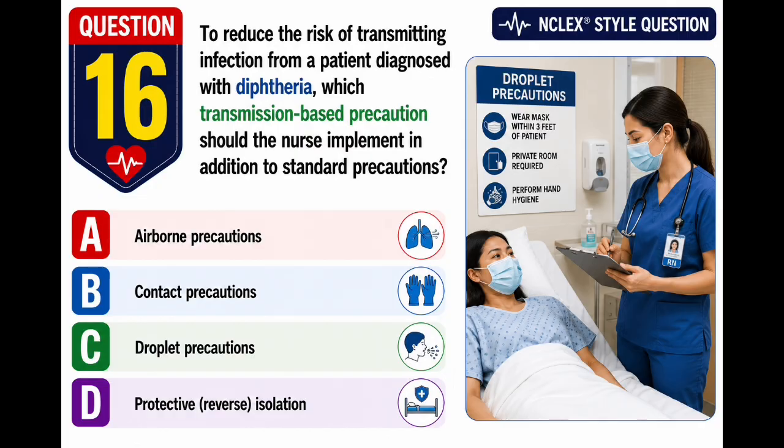Question 16. To reduce the risk of transmitting infection from a patient diagnosed with diphtheria, which transmission-based precaution should the nurse implement in addition to standard precautions? Options: A. Airborne precautions. B. Contact precautions. C. Droplet precautions. D. Protective reverse isolation.